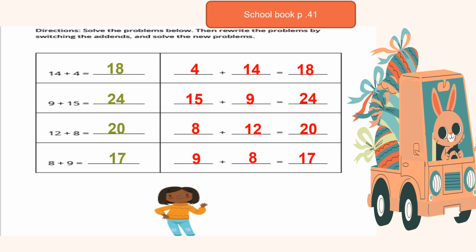8 plus 9. Which mental strategy can we use? Yes, we can use the counting on mental strategy. 9 in your mind, 8 in your hand. After 9: 10, 11, 12, 13, 14, 15, 16, 17. So 8 plus 9 equals 17. So switch the addends. 9 plus 8 equals 17.